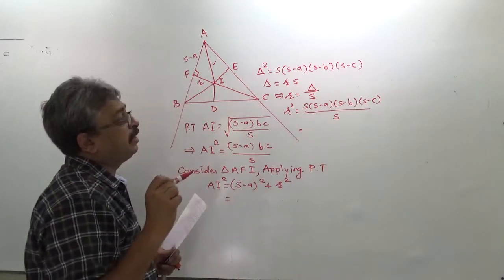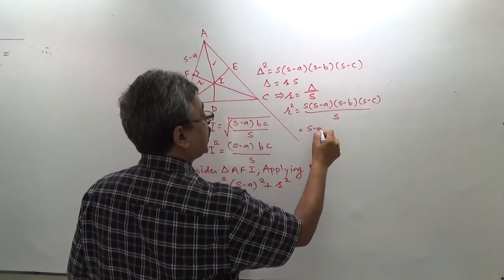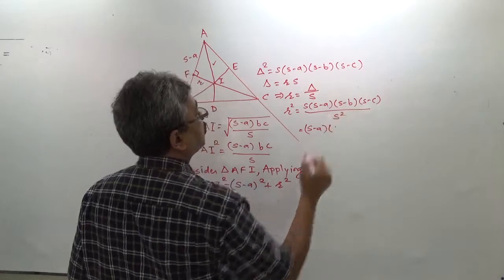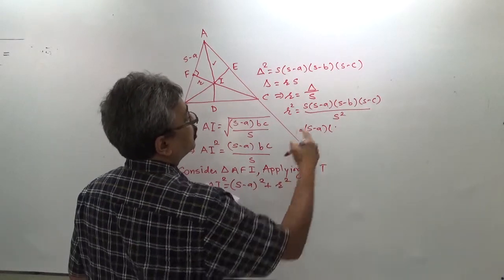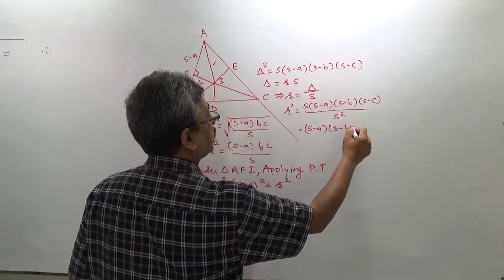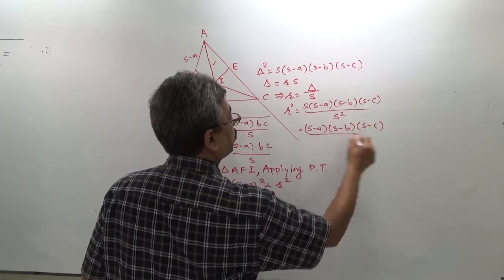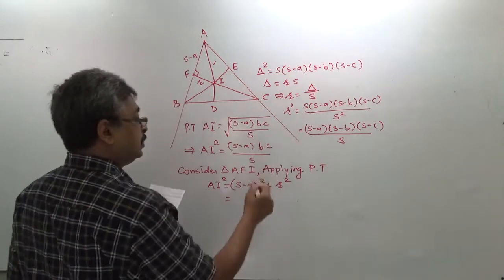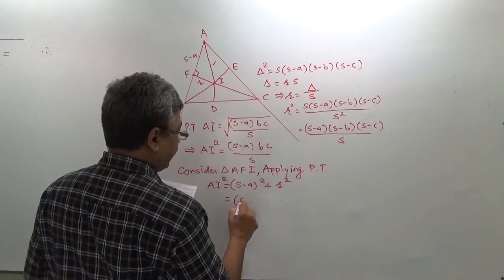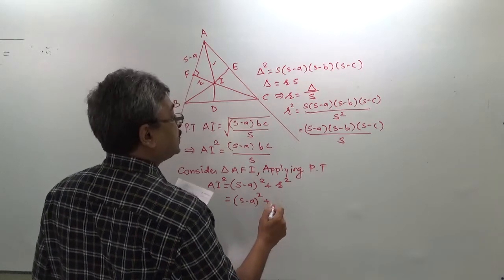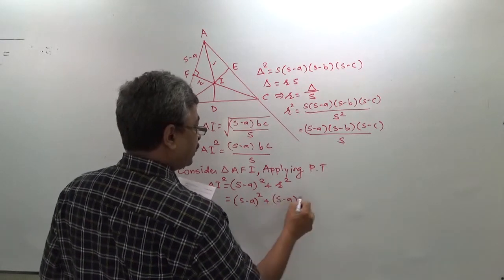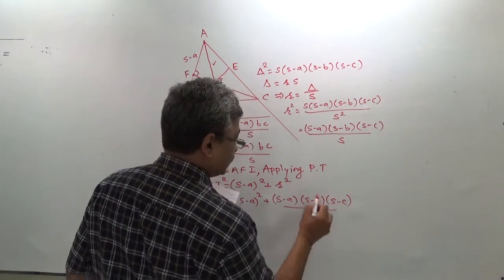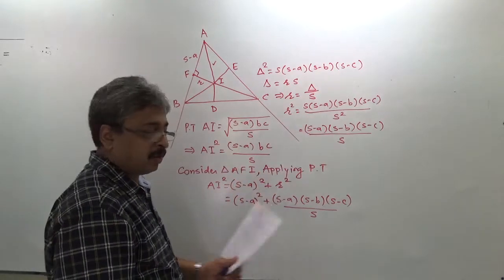So r square will be equal to (s minus a) into (s minus b) into (s minus c) upon s. That will be our r square. So we write down that identity here. We get (s minus a) bracket square plus (s minus a) into (s minus b) into (s minus c) upon s, replacing this r over here.